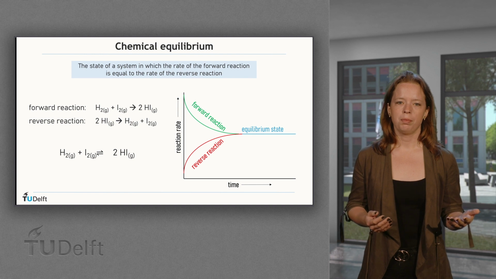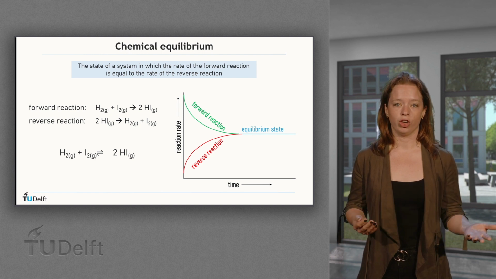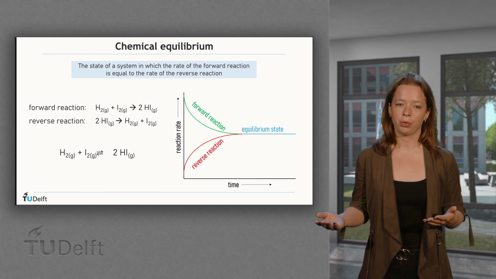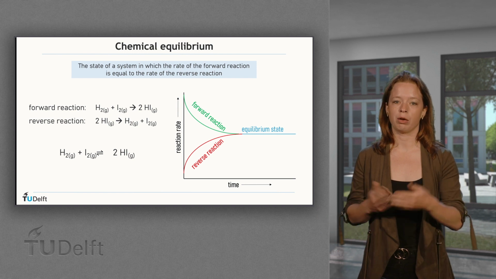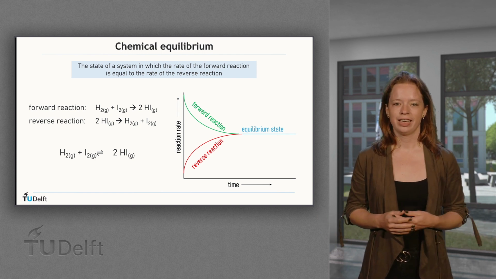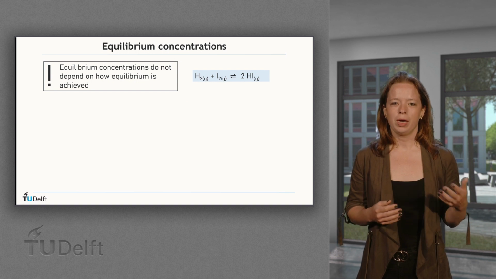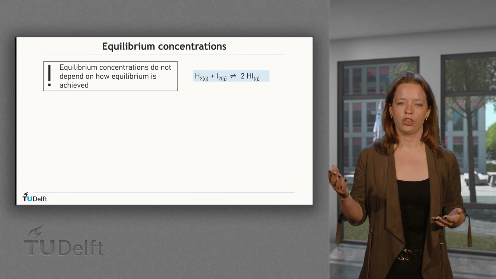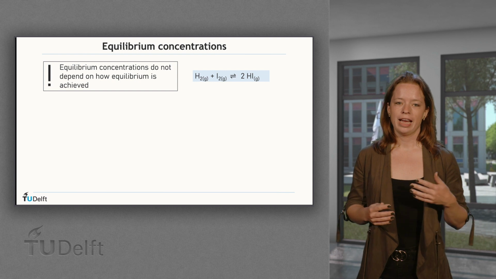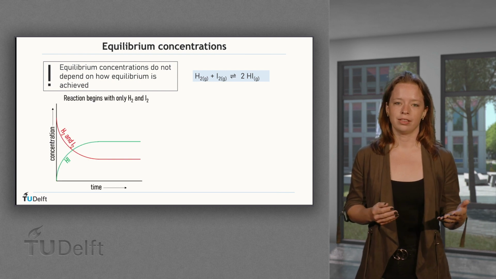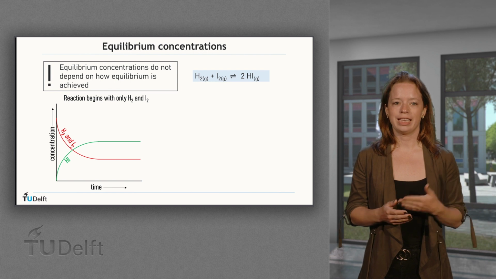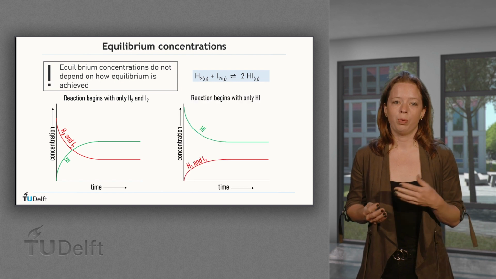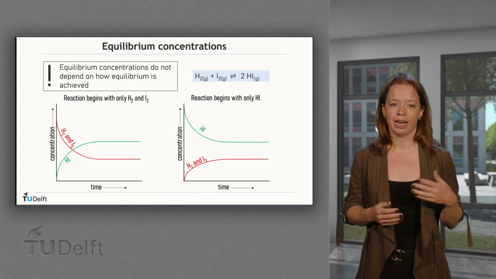In a chemical equilibrium, the number of reactants and products remains unchanged. This means that at any time, the number of reactants that react to form the products equals the number of products that react back to form the reactants. And what's pretty cool is that the equilibrium state doesn't depend on how equilibrium is achieved. Look at our example with hydrogen, iodine, and hydrogen iodide. If we start the reaction with only the reactants, hydrogen and iodine, present, we get the exact same concentrations of the three molecules in this reaction at equilibrium as when we would have started the reaction with only the product, hydrogen iodide, present.